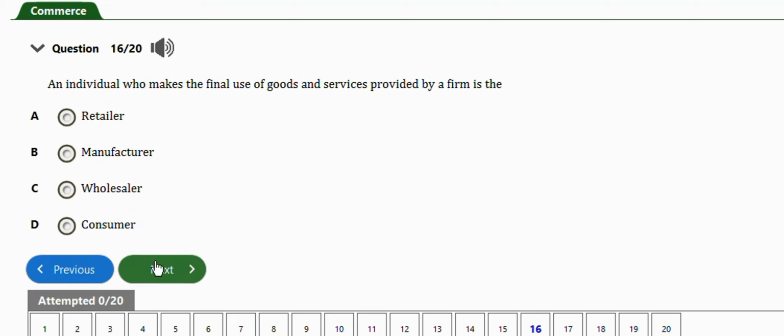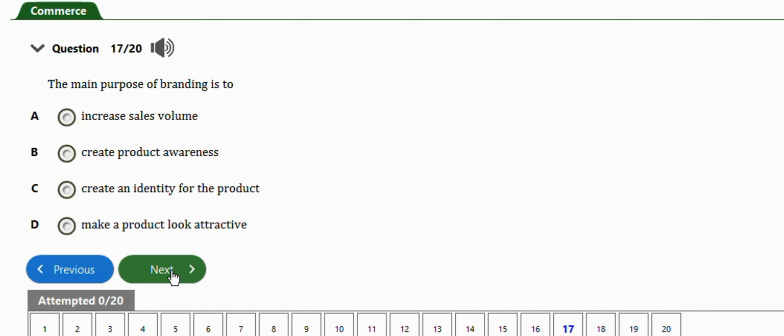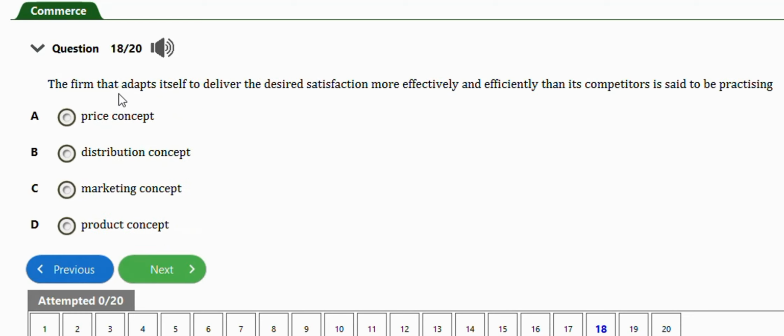Next question, it says an individual who makes the final use of goods and services provided by a firm is the consumer. Okay, this is very simple. The next question: the main purpose of branding is to increase sales volume, no; create product awareness, no; create an identity of the product, yes, option C. The next question: the firm that adapts itself to deliver the desired satisfaction more effectively and efficiently than its competitors is said to be practicing marketing concept, option C.